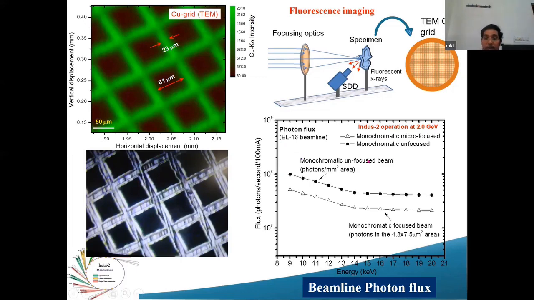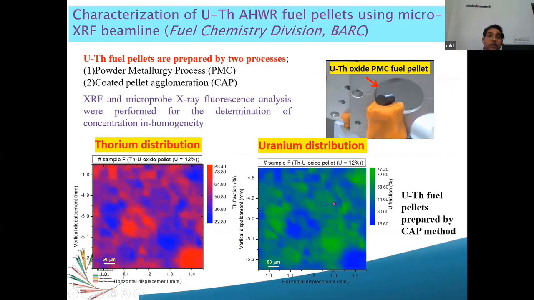So we have used both the unfocused and collimated focus. So the focus is less, but the collimated is focused. But typically it is of the order of 10 to the 7 to 8. So again, this is what we have. We did this analysis.